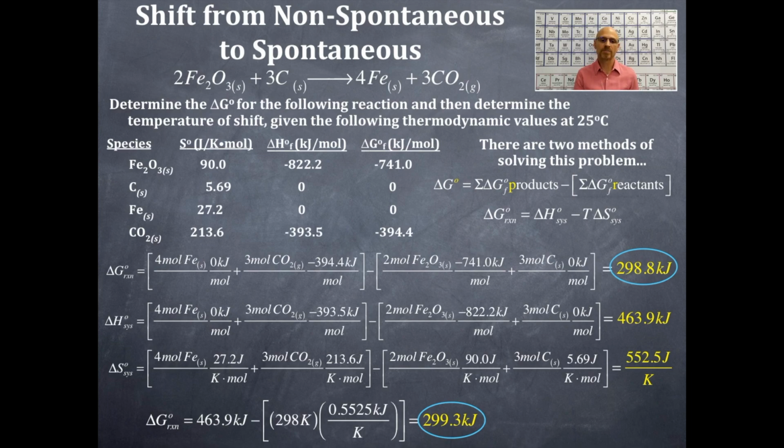Now we have some more information that we need to do on this problem still. So we've answered the question of what is the delta G for the reaction. Okay, but what we really need to do is determine the temperature shift. Okay, we do understand that since this Gibbs free energy calculation, either calculation, is positive, it is non-spontaneous. So I need to figure out what the shift is going from non-spontaneous to spontaneous. At what temperature does this occur?